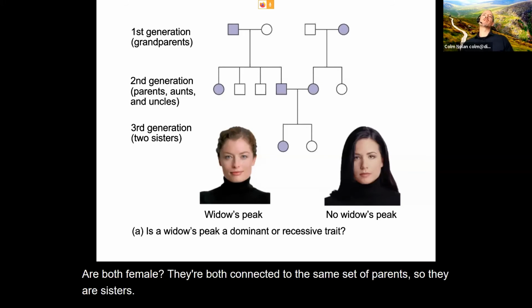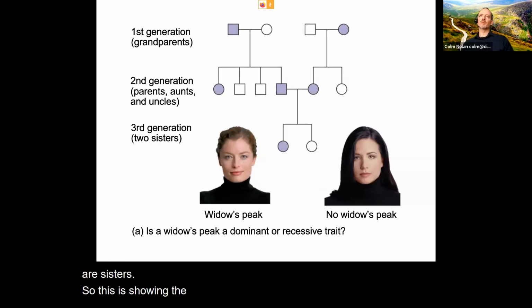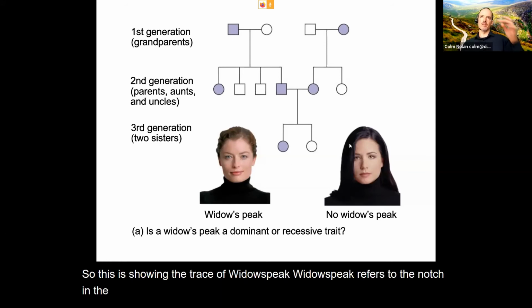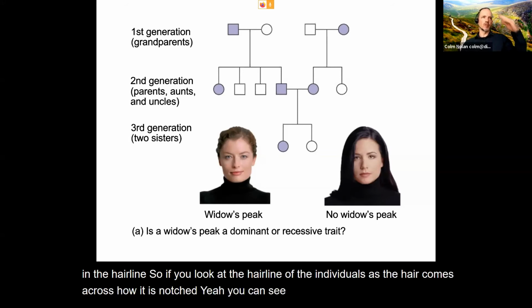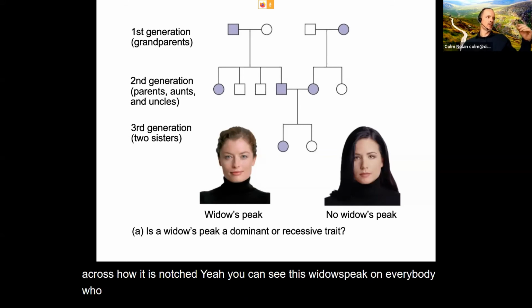So this is showing the trait of widow's peak. Widow's peak refers to the notch in the hairline. So if you look at the hairline of each of the individuals, as the hair comes across, how it is notched. You can see this widow's peak on everybody who has a hairline that can be seen on a zoom camera.